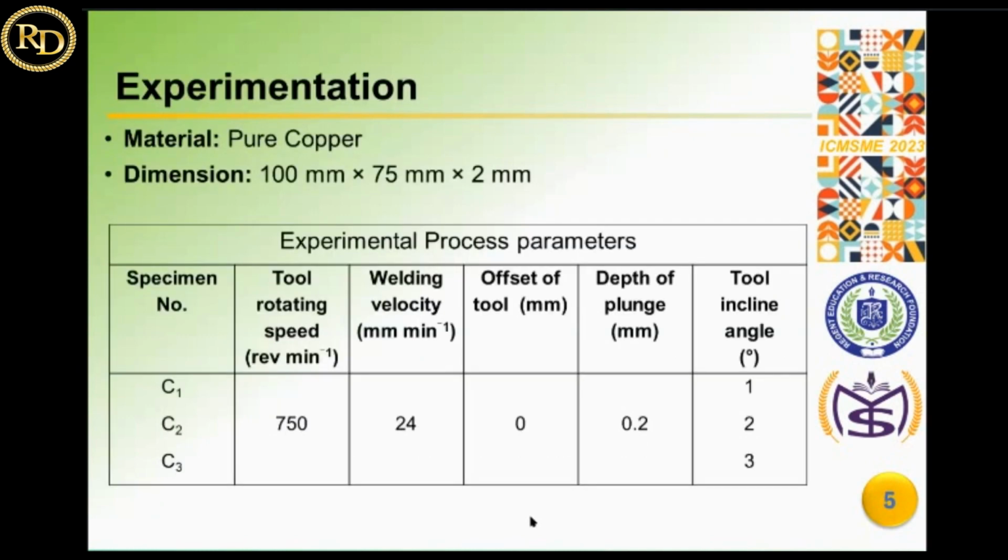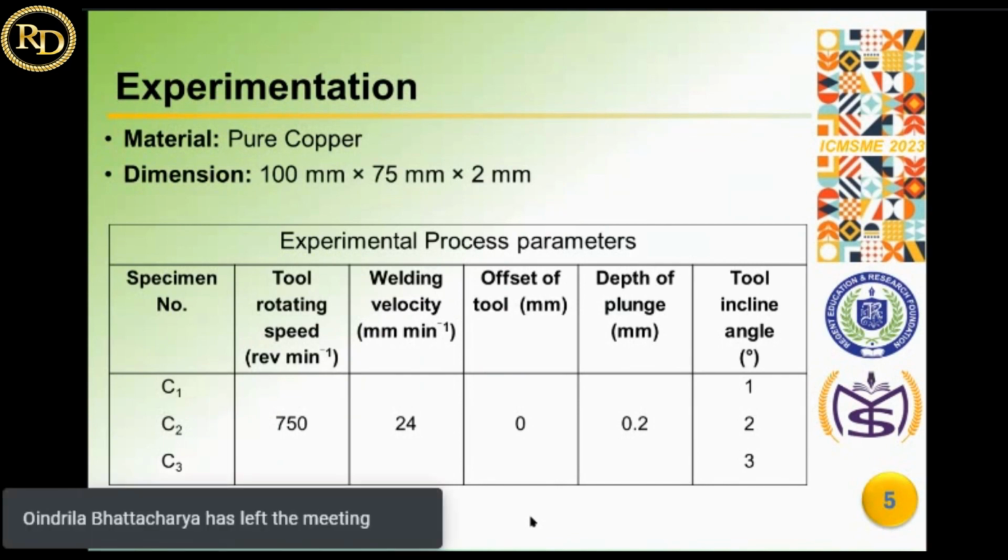In the present study, pure copper is used as the base metal. The dimensions of the copper plate are 100 mm long, 75 mm wide and 2 mm thick. A 16 mm diameter tool made of tungsten carbide is used for the FSW welding. The table shows the process parameters, where tool rotational speed, welding speed, tool offset and plunge depth are fixed at 750 rpm, 24 mm per minute, 0 mm and 0.2 mm. And the tool tilt angle or incline angle is varied: 1 degree, 2 degrees and 3 degrees.